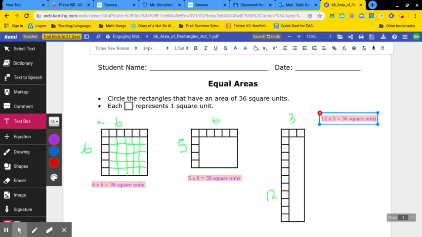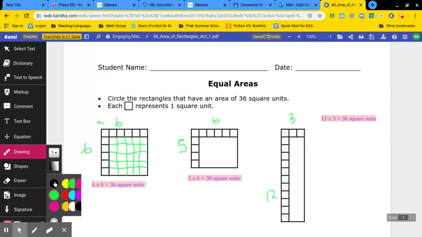Now it says to circle the rectangles that have an area of 36 units. So I'm going to take my little drawing tool, and I'm going to use the color blue, and I'm going to circle the ones that have an area of 36 square units. Let's see over here. Does this one have an area of 36 square units? Yes, because 6 times 6 equals 36. So I'm going to circle that.